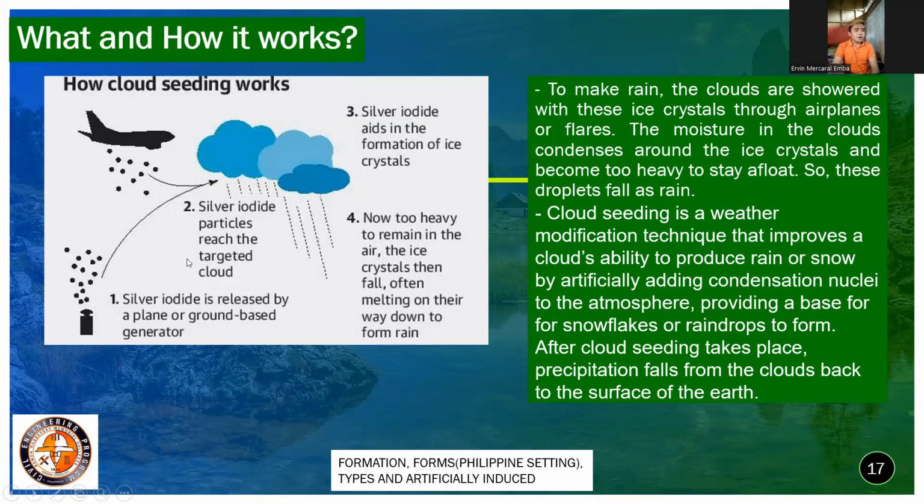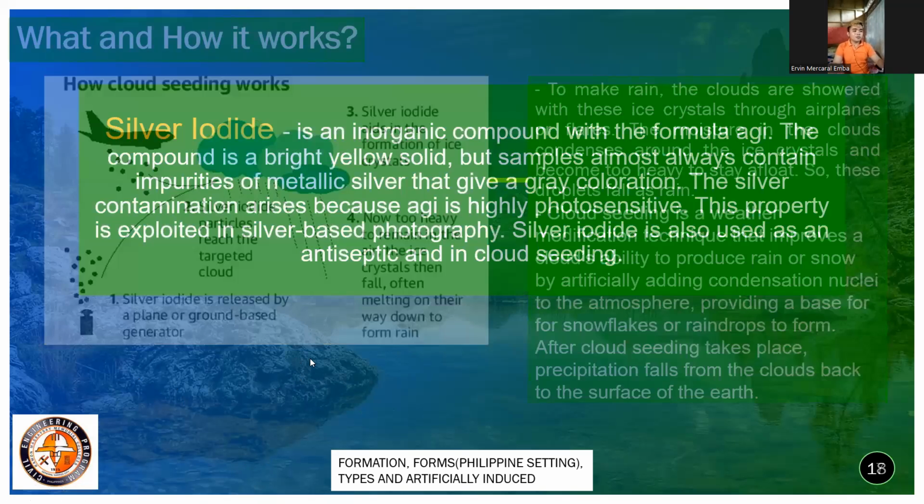You gather chemicals, you put them in the atmosphere, and the chemicals will do the work to compromise the water vapor within the area. Then when the clouds cannot contain the vapors or the water within the area, it can cause the rain. And the rain will be beneficial to the people down on the surface. So let's proceed.